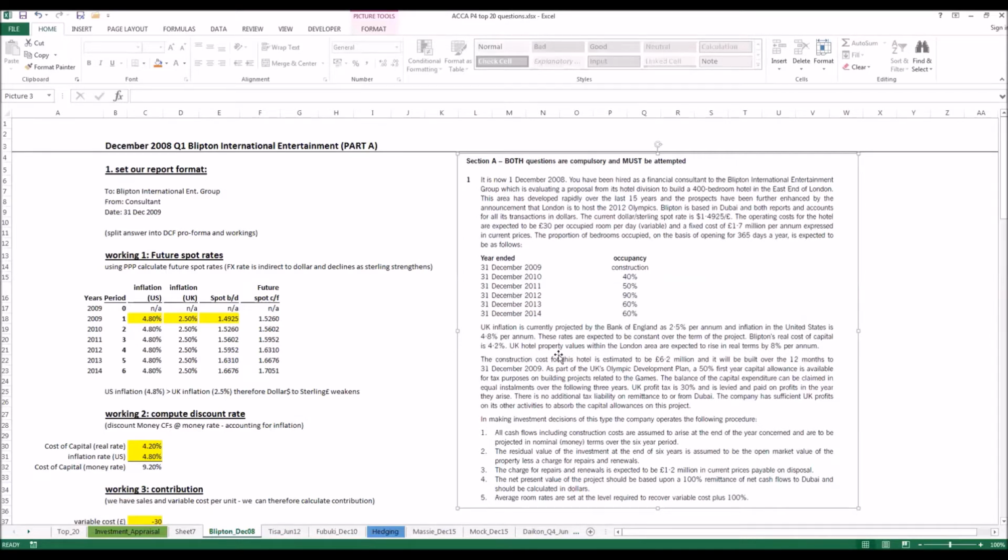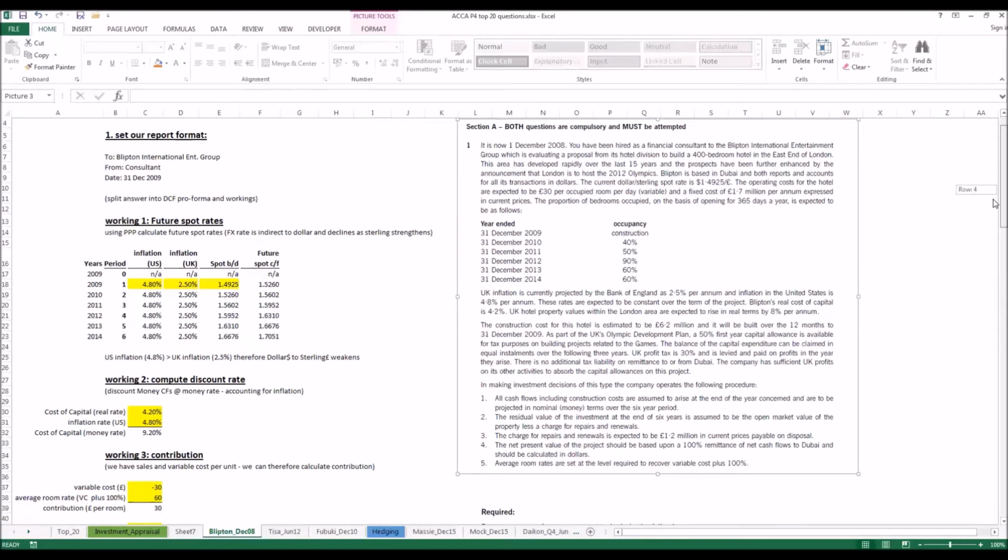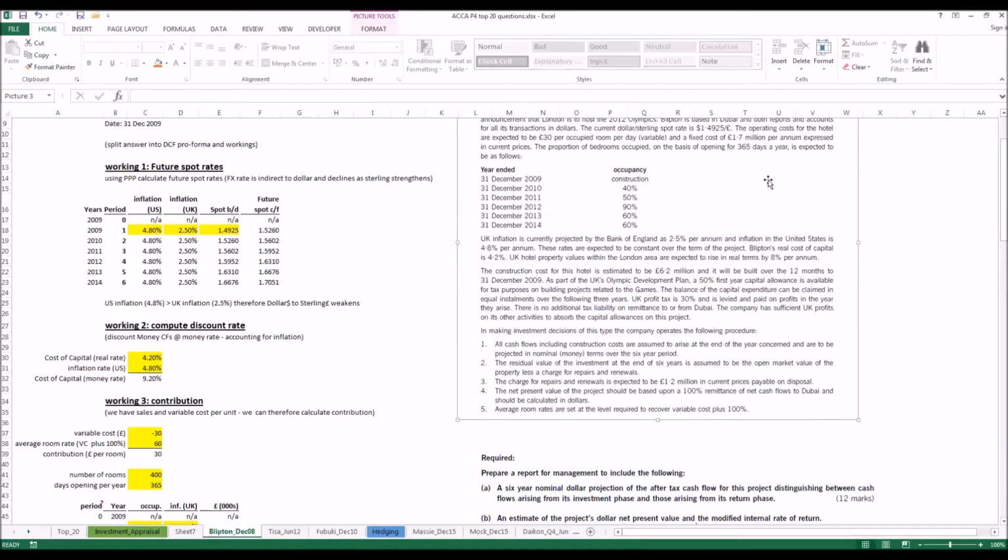We're also told that the UK hotel property values within the London area are expected to rise in real terms by 8%. Now, we will only take this into consideration when we're looking at the residual value, the value at the end of the hotel in 6 years' time. But to adjust the spot rate and the cost of capital of 4.2%, we use the inflation rates that we're given here, 4.8 to 2.5%.